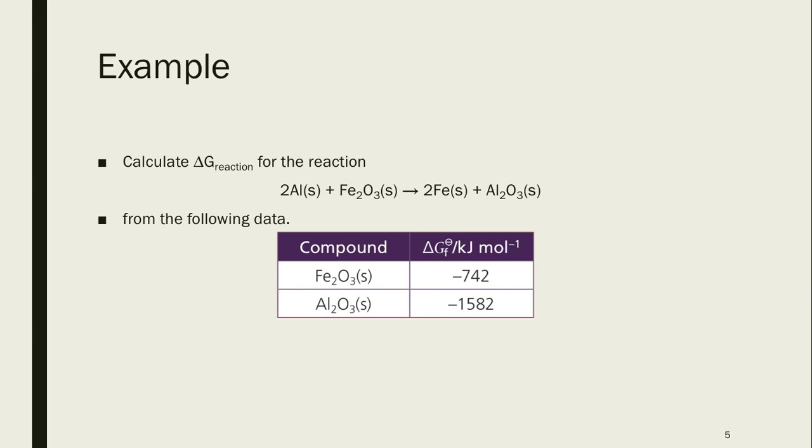So let's do an example. We're going to calculate delta G for the reaction from the following data. Now, one thing to note is we have 4 substances in our reaction equation, but we're only given the data for 2 of them: the iron(III) oxide and the aluminum oxide. We are not given the values for aluminum and iron, and that is because they are elements. So just like enthalpy of formation had a value of 0, Gibbs free energy of formation also has a value of 0.